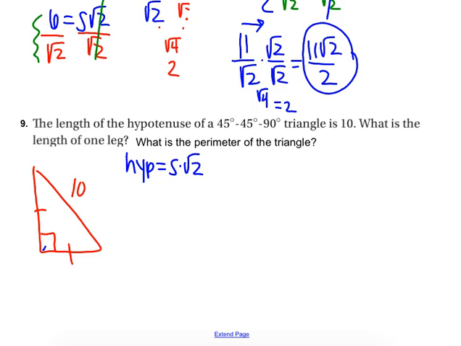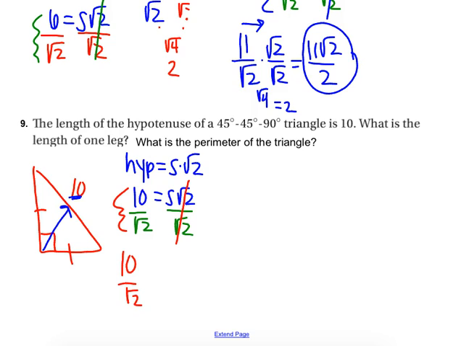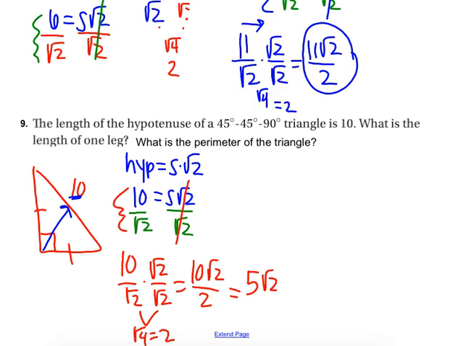Plug in what we know. Our hypotenuse is 10. How am I going to get S by itself? Divide, divide. This is nice, those cancel, but remember this is not proper, so we have to fix it. So I'm going to take 10 over the square root of 2 times the square root of 2 over square root of 2. 10 square roots of 2 over, now, square root of 2 times the square root of 2 is square root of 4, which we all know is 2. Simplifying, I'm going to get 5 square roots of 2.